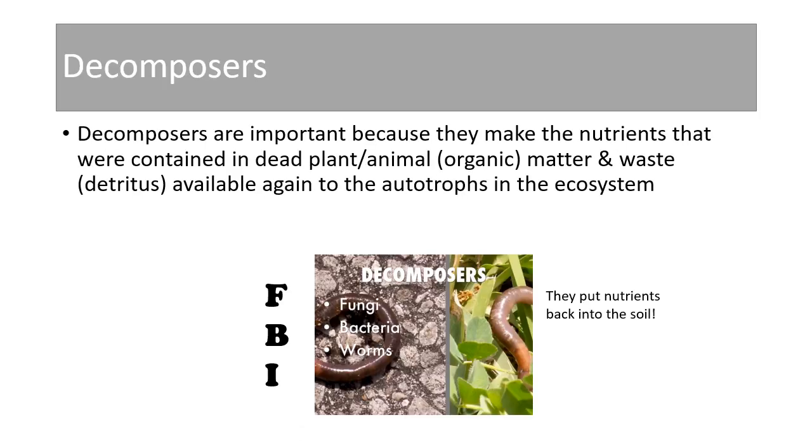So decomposers are very important because they make nutrients that were contained in dead plant or animal organic matter, and waste, detritus, available again to the autotrophs in the ecosystem. Our decomposers are fungi, bacteria, and worms. And they put nutrients back into the soil.